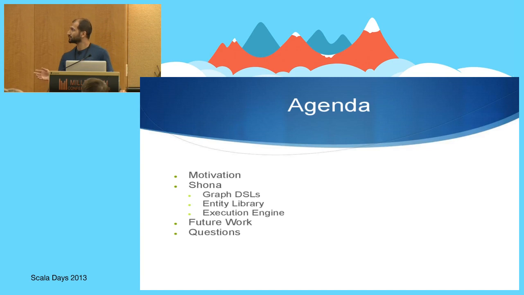So in this talk, we'll have the rough structure. I'll start by giving the motivation and why we've done this work. After that, Alois will talk about Shona, which is this library we created for the work that we'll be discussing. He will describe the graph DSLs, the entity library, and the execution engine.